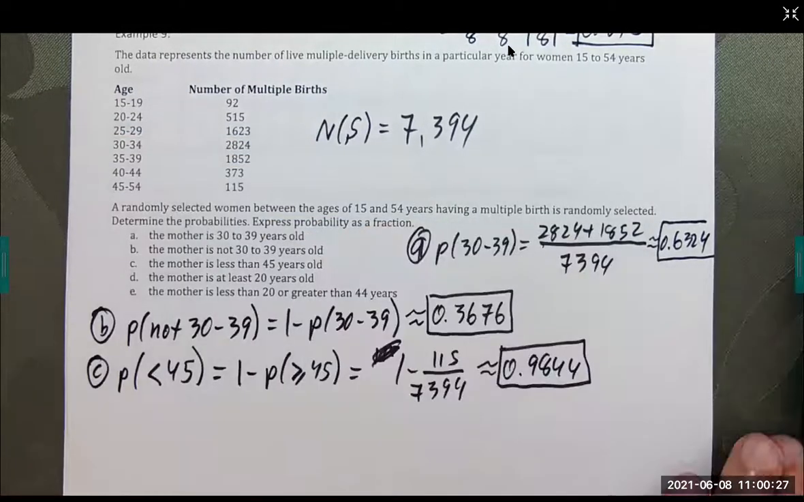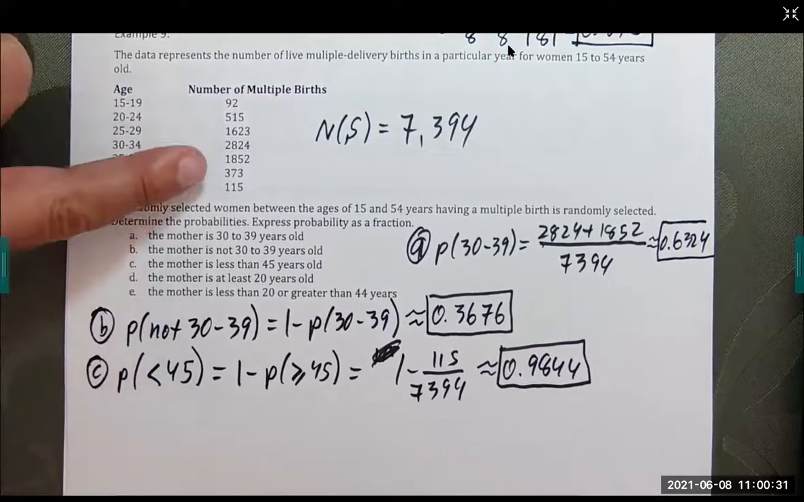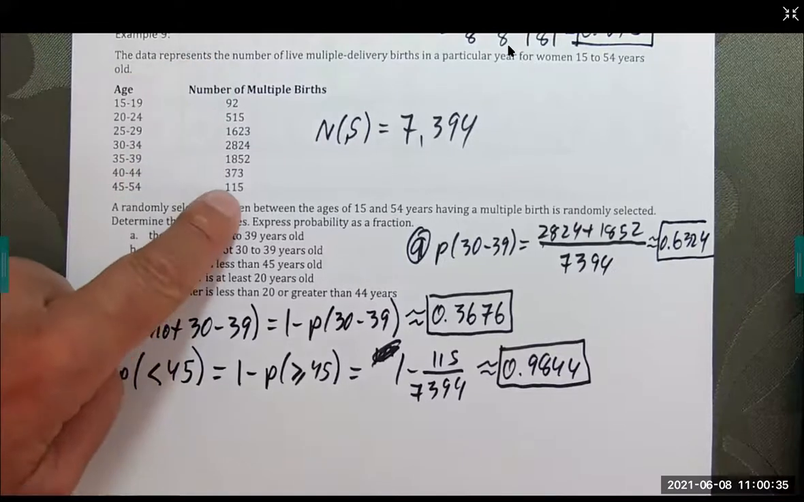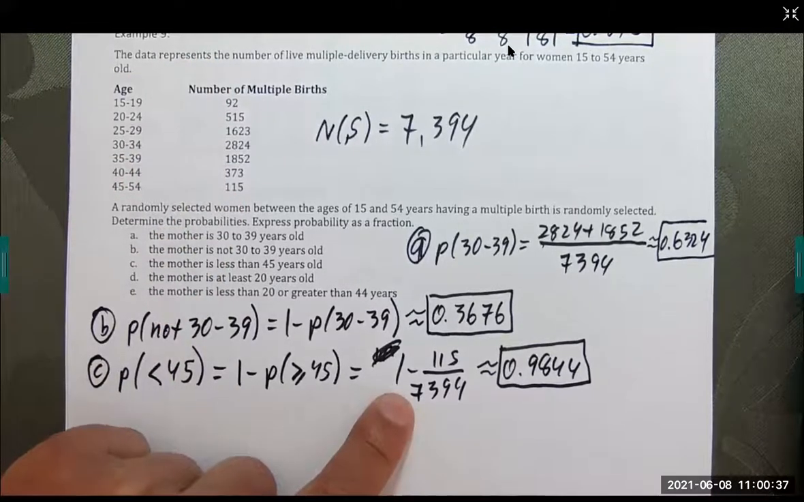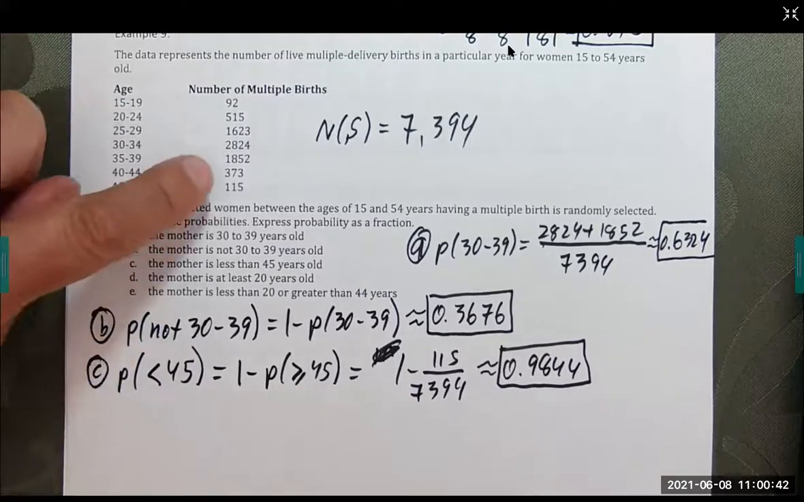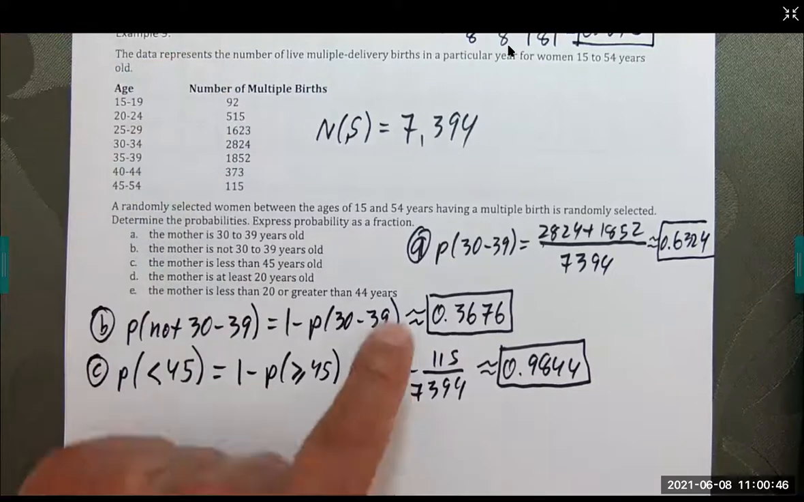Now, I want to point out that they're saying less than 45. So that's all those. You could add all of those up without the 115, or you can do the 1 minus. I think it's a little bit easier to use the complement rule in this case. But if you wanted to add up the 373, the 1852, and so on, all those divided by that, you would get that same number.